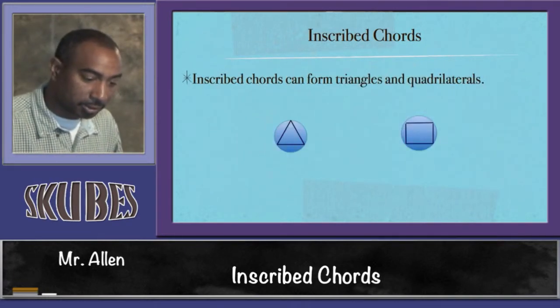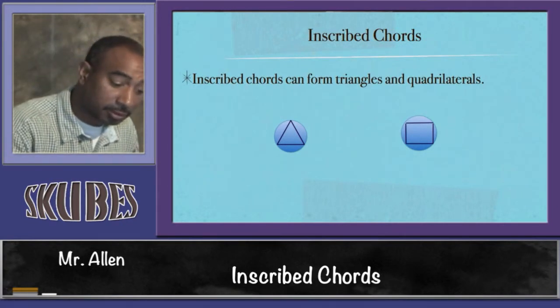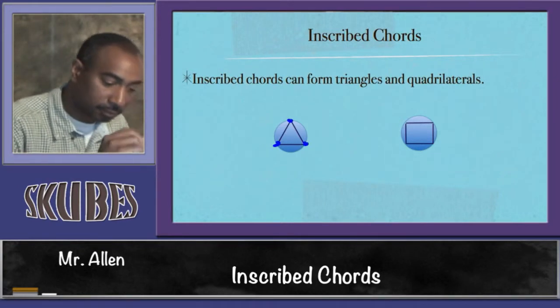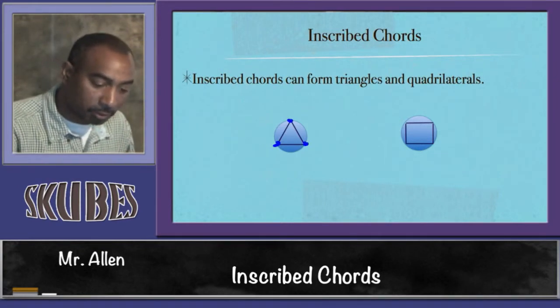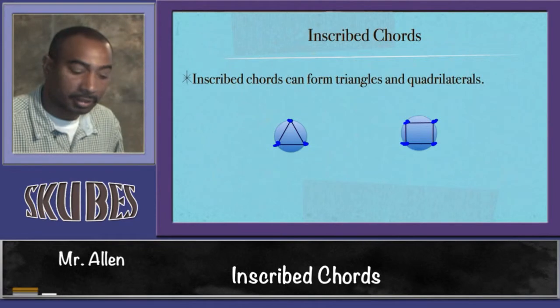Inscribed chords can form triangles and quadrilaterals. So if you look at the figures, this triangle is just made up of 3 chords. This quadrilateral is made up of 4 chords. They're just segments whose endpoints lie on the edge of the circle.